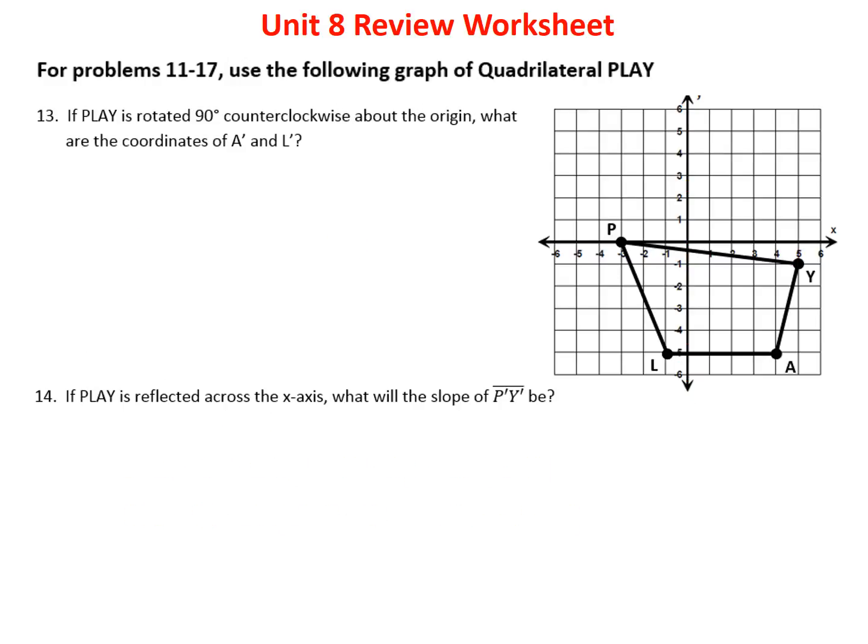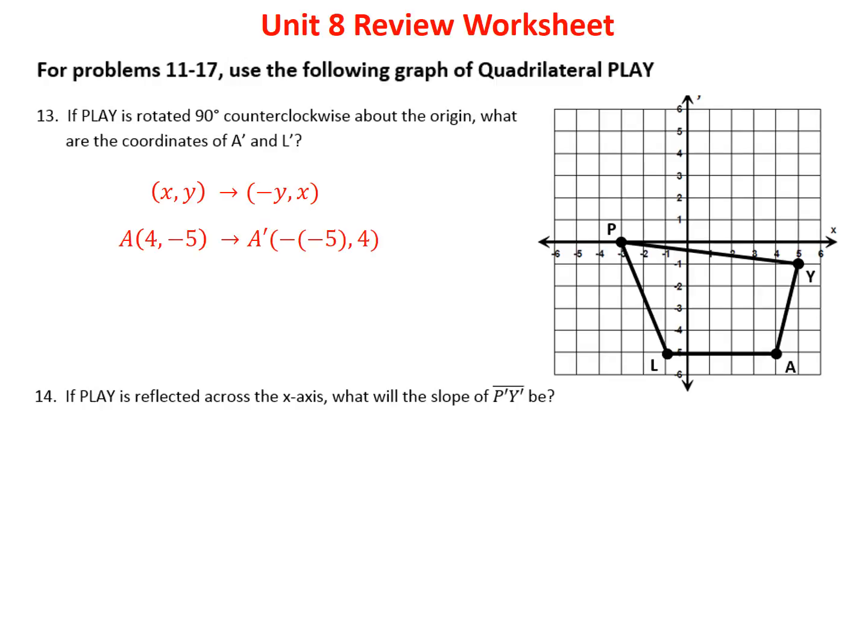Problem 13 says that if our figure PLAY is rotated 90 degrees counterclockwise about the origin, what are the coordinates of A prime and L prime? You could do this with patty paper. You could set your patty paper down, mark your figure, put a cross through the origin, and then put your pencil on the origin and turn your paper 90 degrees and try to figure it out. I find it just as easy to use the formula that (x, y) becomes (-y, x). Notice the x and the y change places, and then the first coordinate becomes the opposite.